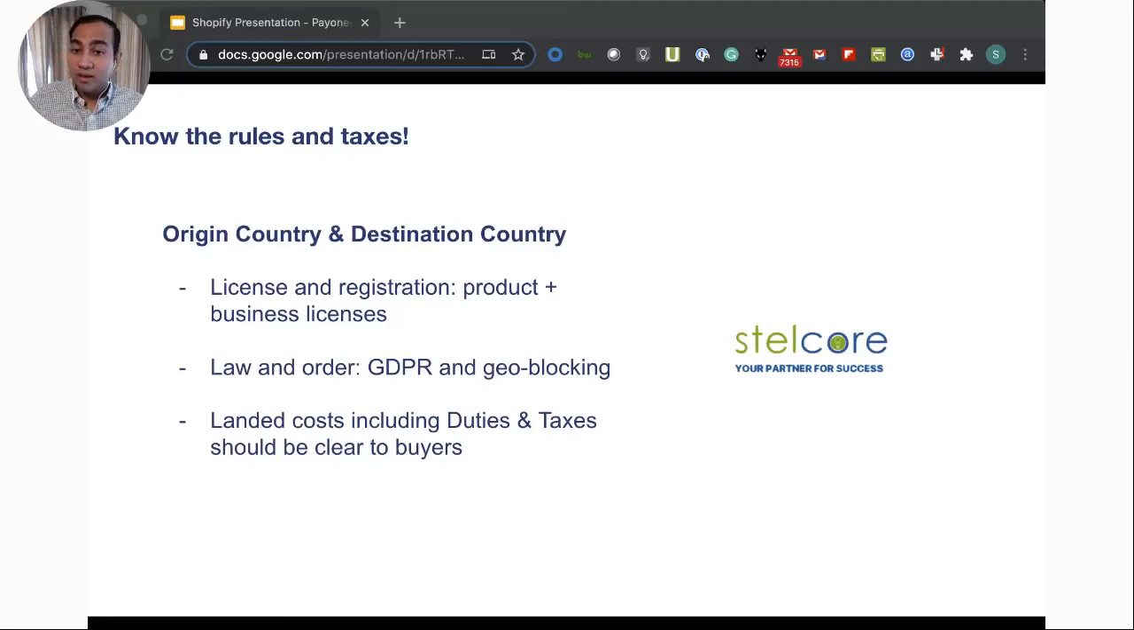So geo blocking is something that is a law now. So you want to be in compliance with the laws of the land where you're shipping and selling in. And then landed costs, which are driven by duties and taxes, should be clear both to you and your buyers, right? You don't want to create negative experiences.